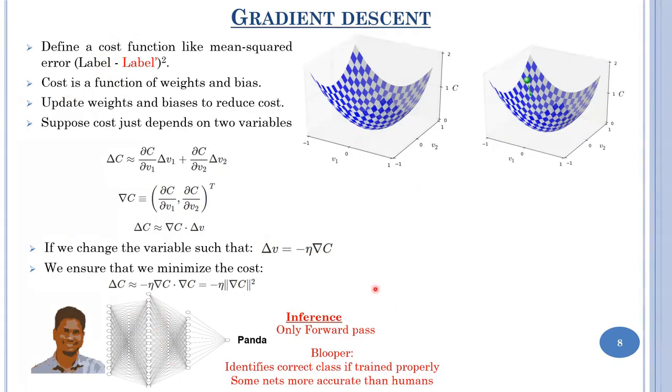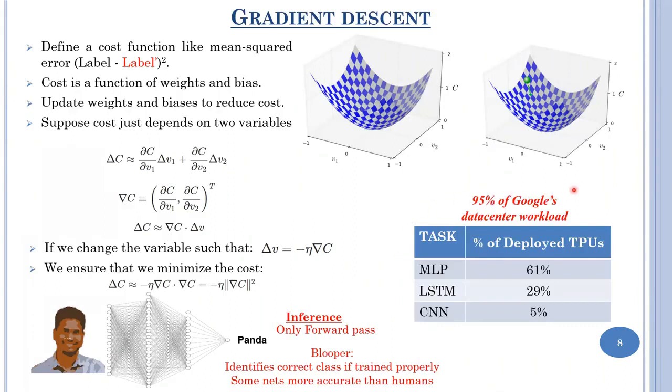And to the best of my knowledge, there are some networks which are more accurate than human beings for specific applications. That is the beauty of this field. Another interesting point is, if you look at Google's data center workload, around 95% of the computational resources are consumed by three tasks: multilayer perceptrons, long short-term memory, and convolutional neural networks. So these three are neural network applications, and you see 95% of the total operation of Google's data center workload goes into these applications. That is the importance that these applications have nowadays.